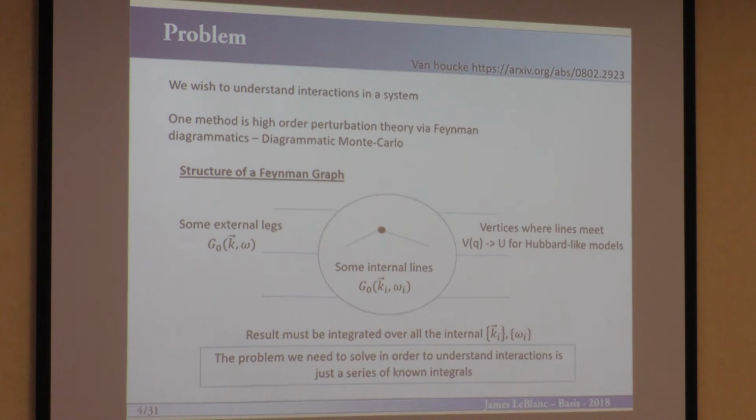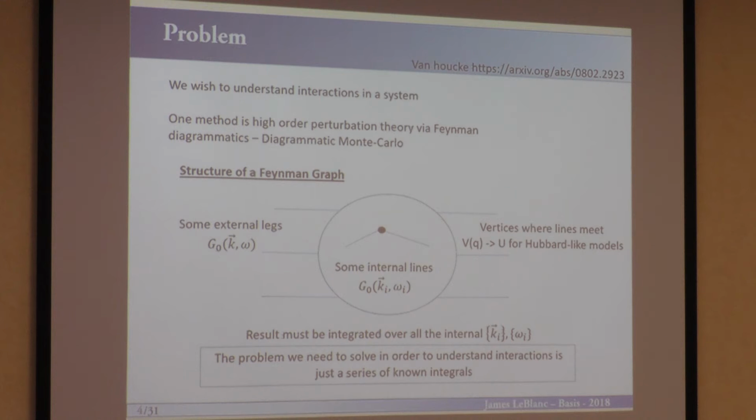But the basic structure of a Feynman graph is that you have a series of external legs, and those can be non-interacting Green's functions. And then inside, you have a bunch of internal lines that are also Green's functions. And they have a series of momenta that have to be summed over, because those are internal degrees of freedom. So the Feynman diagram has to be summed over all of its internal momenta and internal frequencies. And in there as well, you have vertices, which occur when the lines meet. And for us, for Hubbard-like models, that's just a constant value U.